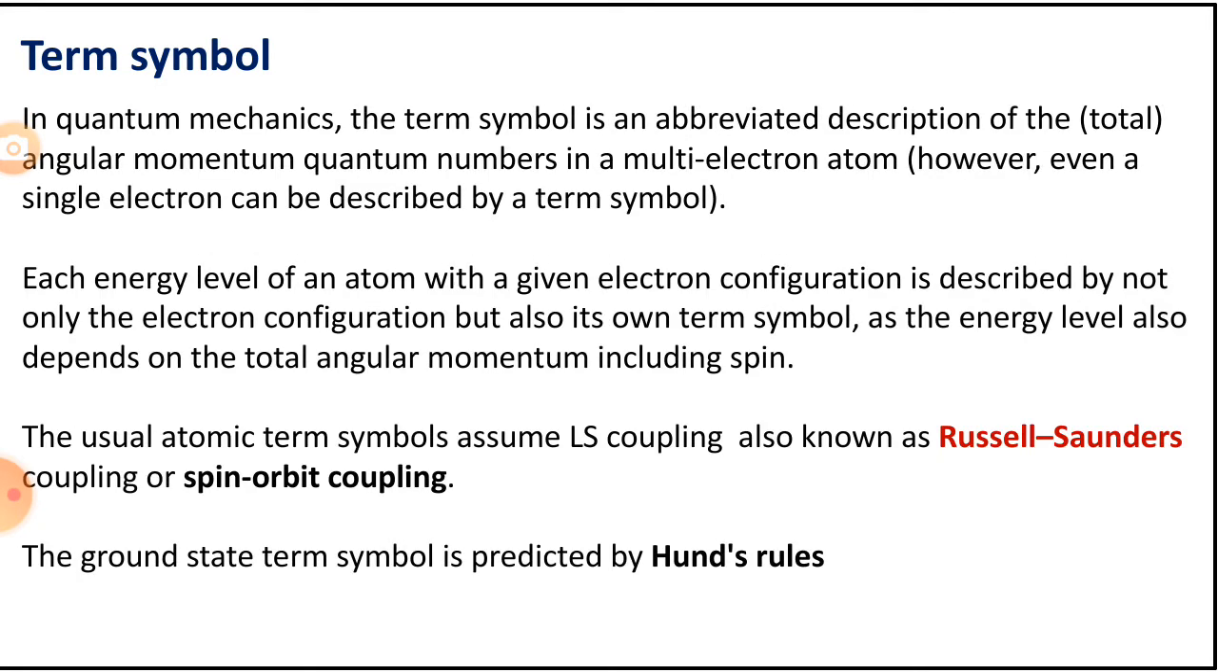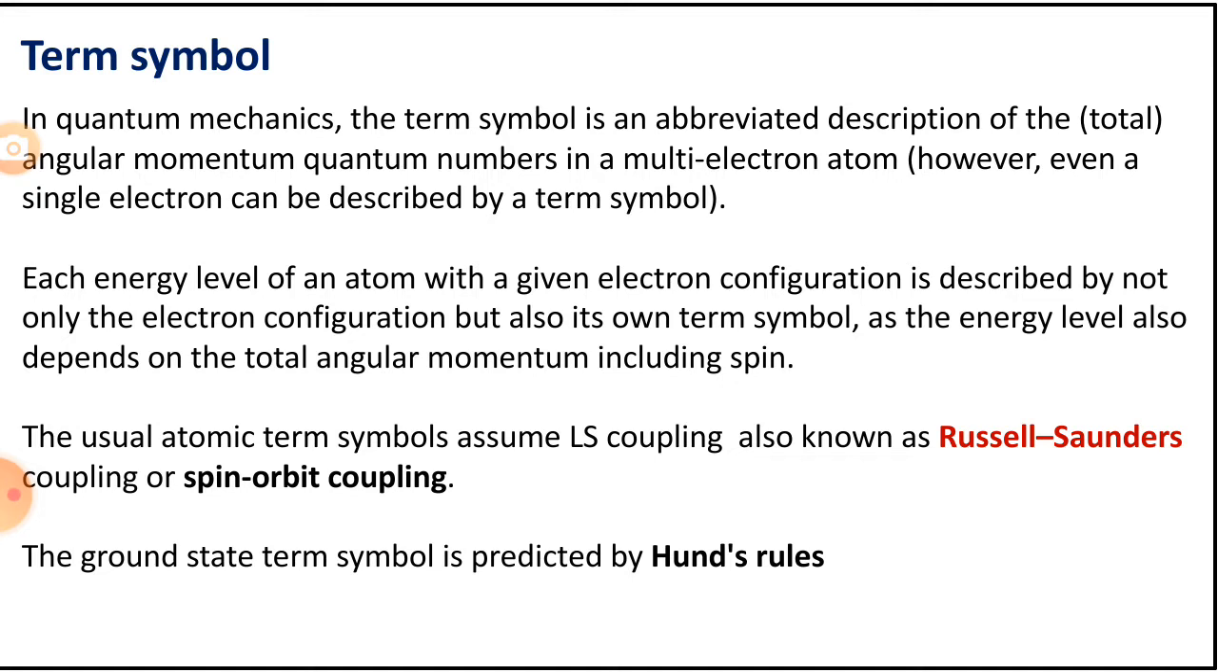So what are term symbols? In quantum mechanics, the term symbol is an abbreviated description of the total angular momentum quantum numbers in multi-electron atoms. Even a single electron can be described by a term symbol. Multi-electron atoms are also described by term symbols, and even a single electron can be described by a term symbol.